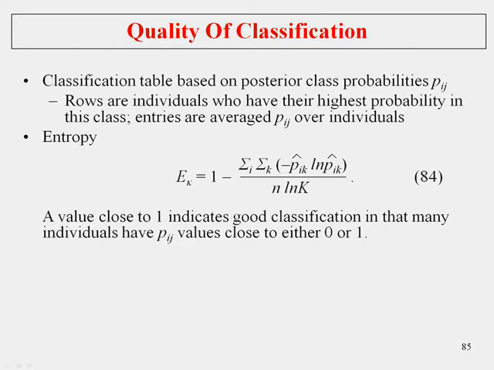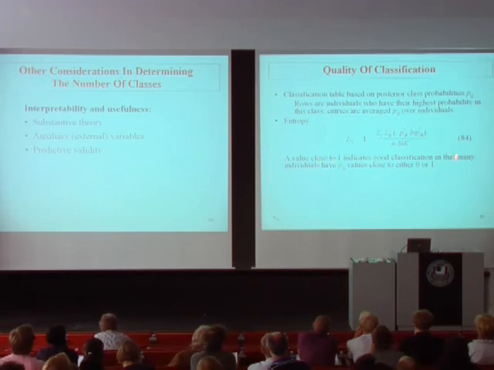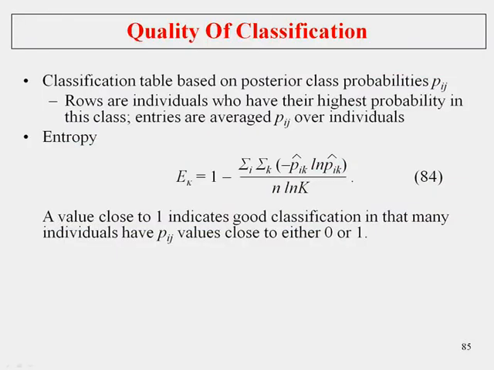And if you want to summarize it into one single number, you talk about the entropy, which is this formula 84, where an entropy is a value between 0 and 1. Close to 1 indicates good classification. Many individuals have posterior probability values close to either 0 or 1, so they're unambiguously classified. I sort of go by the rule of thumb that if you have an entropy of 0.8 or greater, you are well off. You have a good classification going, and I will later refer to a recent paper which finds that 0.80 is a good cut point for other reasons too.